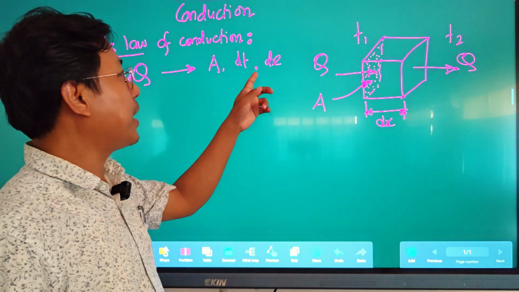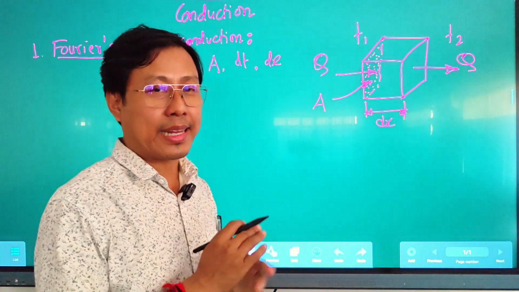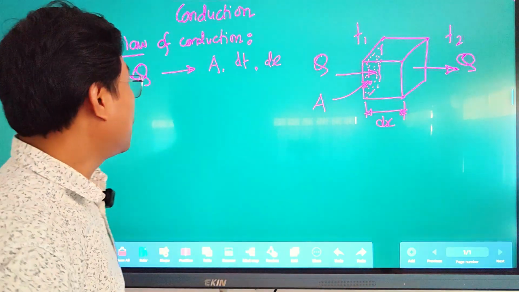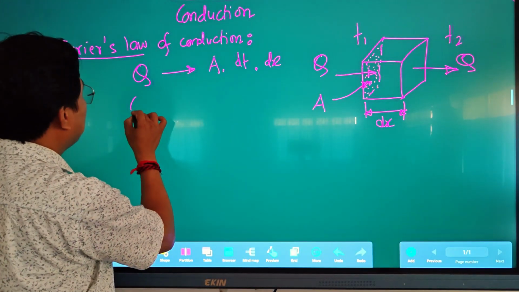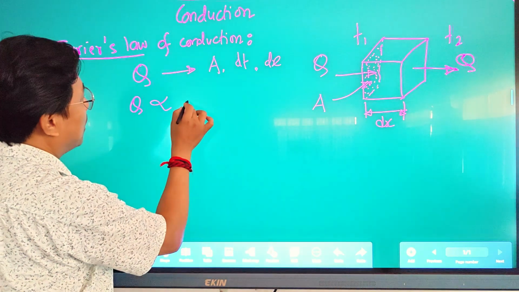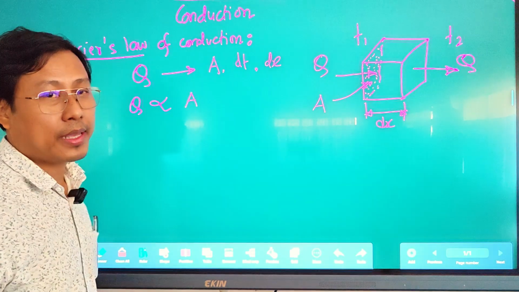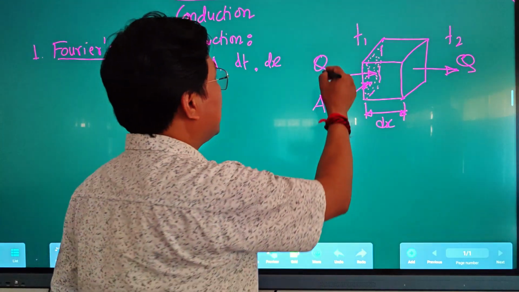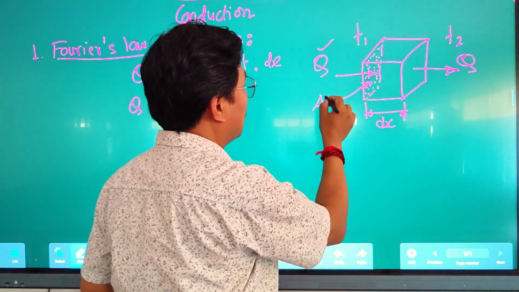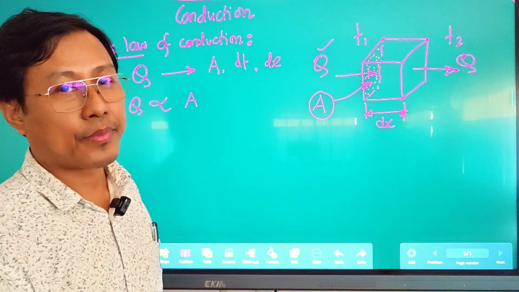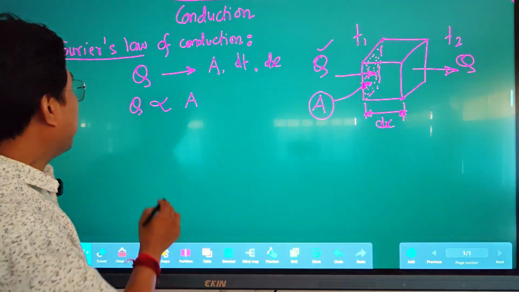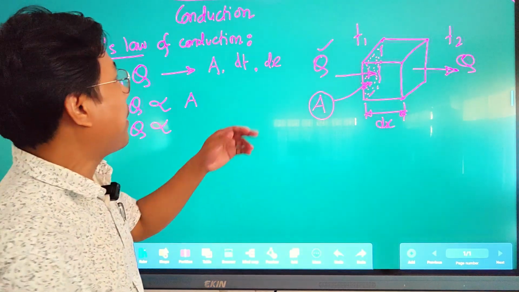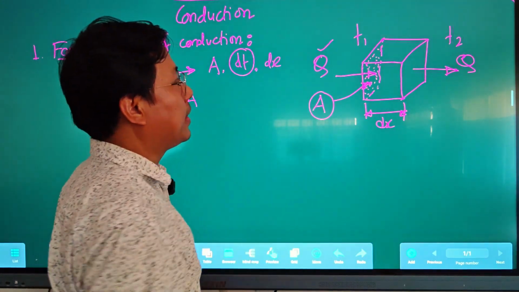So as per Fourier's law, the heat conduction, that is the rate of heat flow, is depending on area, temperature difference, and the thickness through which the heat flow will take place. So as per the law, this Q is directly proportional to the area. That means as per Fourier's law, this Q is directly proportional to this particular area. And again this Q is directly proportional to the temperature difference dT.